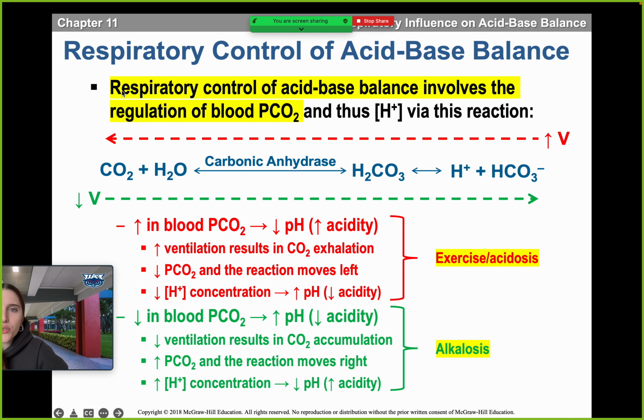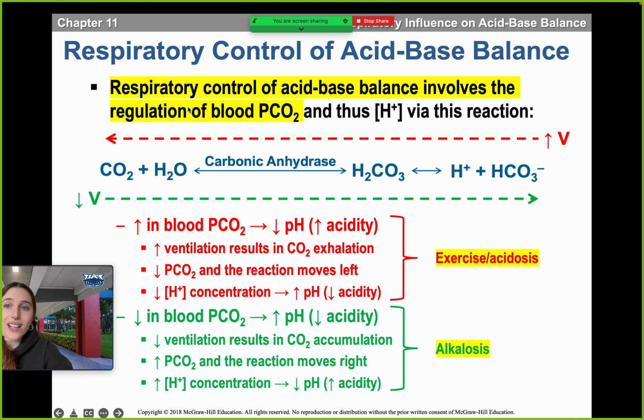So respiratory control of acid-base balance involves the regulation of blood partial pressure of carbon dioxide and thus hydrogen via this reaction. Meaning that when you regulate or blow off more carbon dioxide, you're sort of in proximity regulating hydrogen because of this reaction, okay?